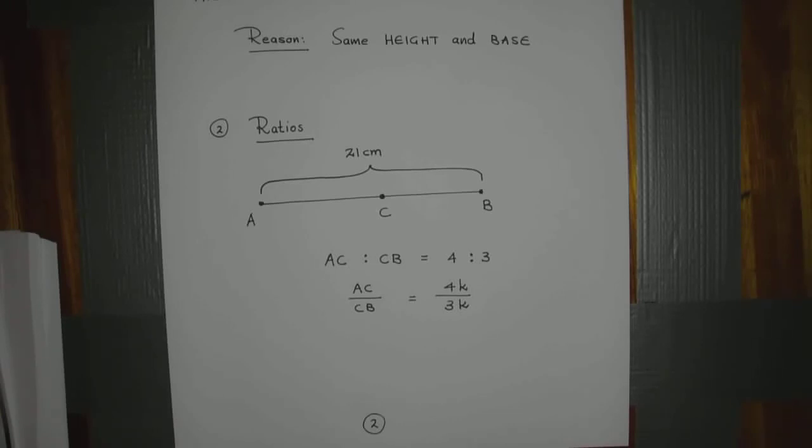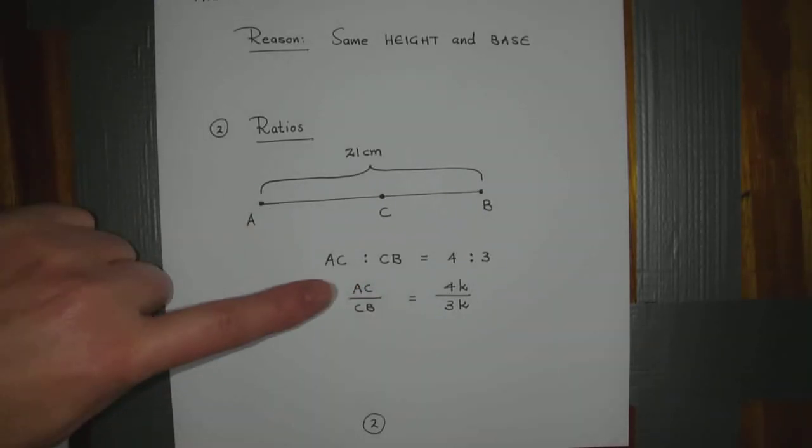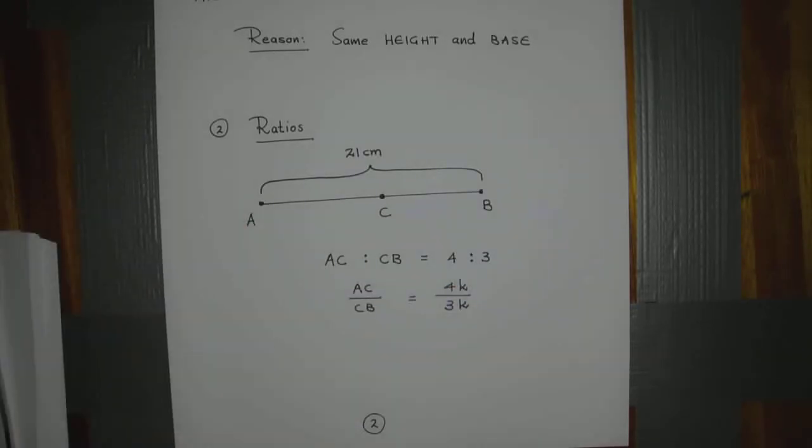But the reason we're doing this is the following. A lot of people seem to misunderstand the idea of a ratio. They think the ratio tells you exactly how big the length of the side is. So a lot of people think that if I say AC over CB is 4 over 3, it means AC is equal to 4 units or 4 centimeters, and CB is equal to 3 units or 3 centimeters.